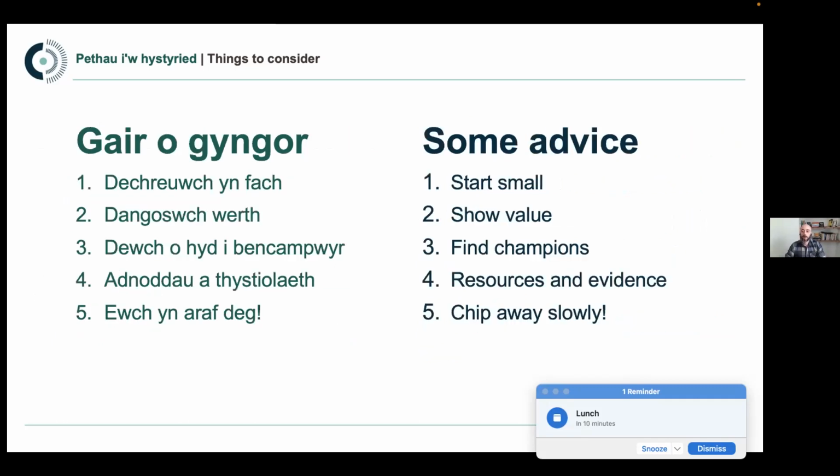So some advice I will give you, just to finish here, is to start small, try to pilot this with people in the organization, show its value. Hopefully in the meantime, while you try this, you will find champions and people who want to advocate for it to others. And arm yourself with resources and evidence and just chip away slowly. So that's it for me about trio writing.